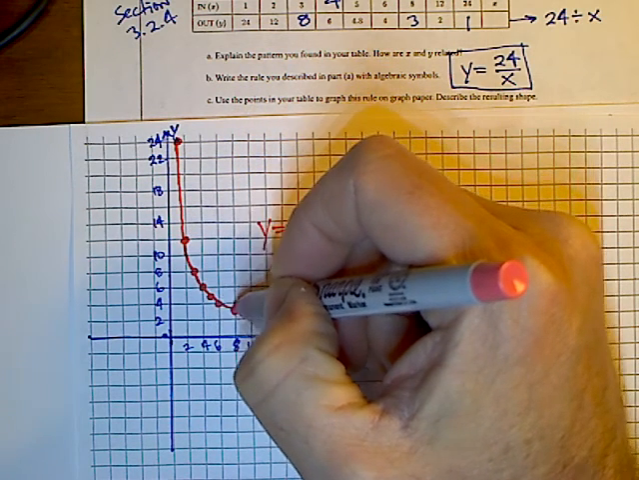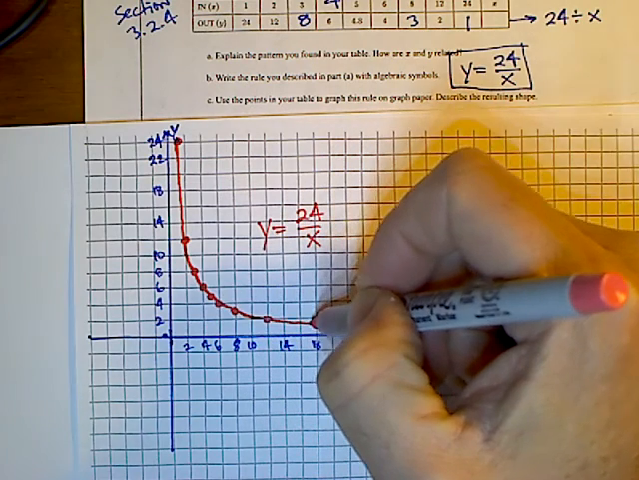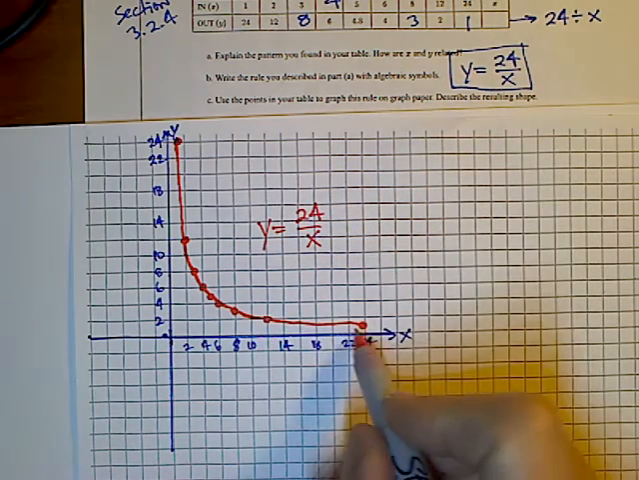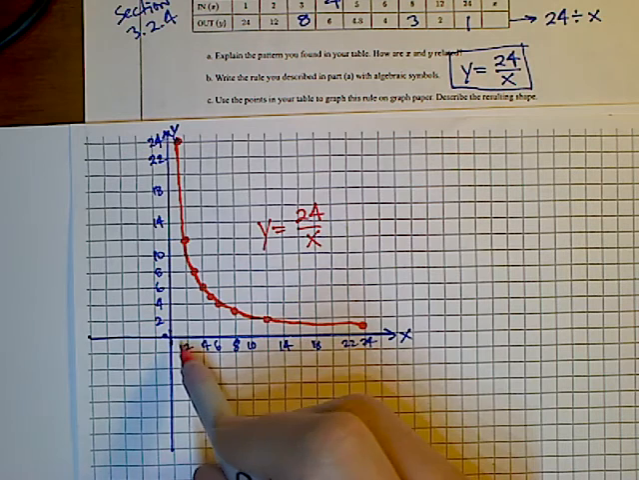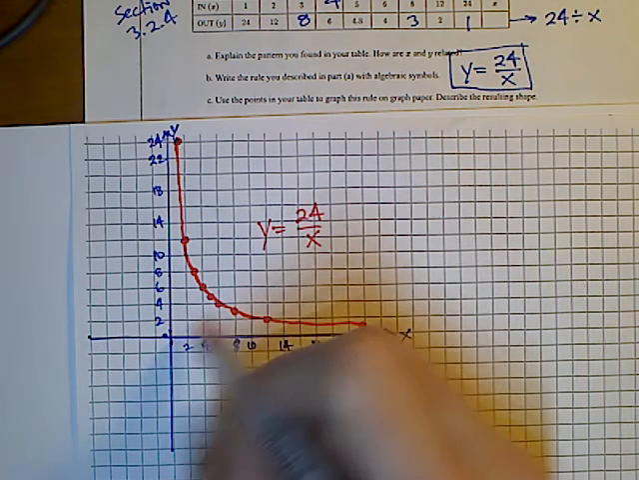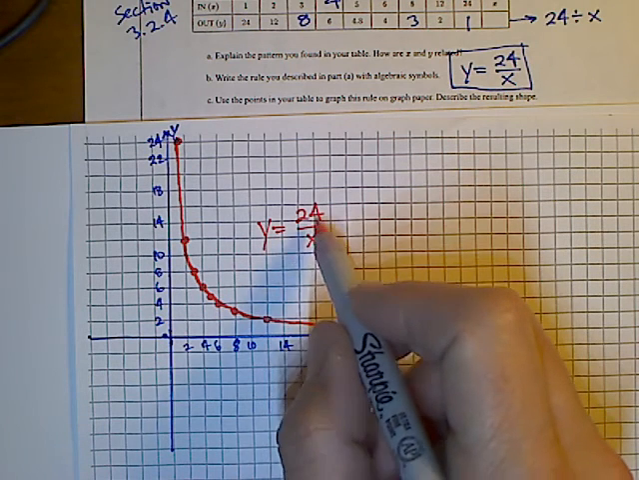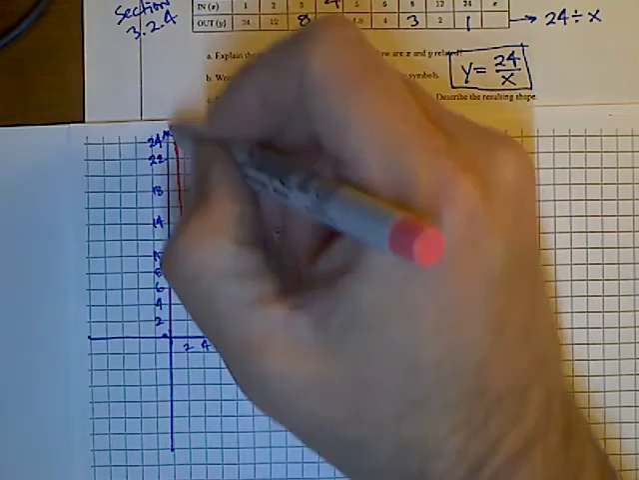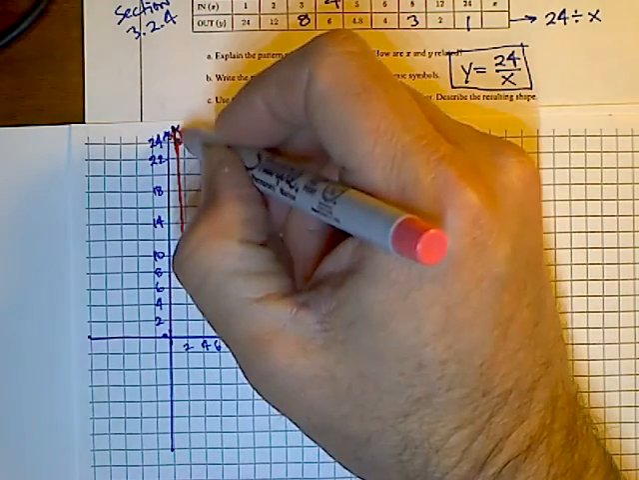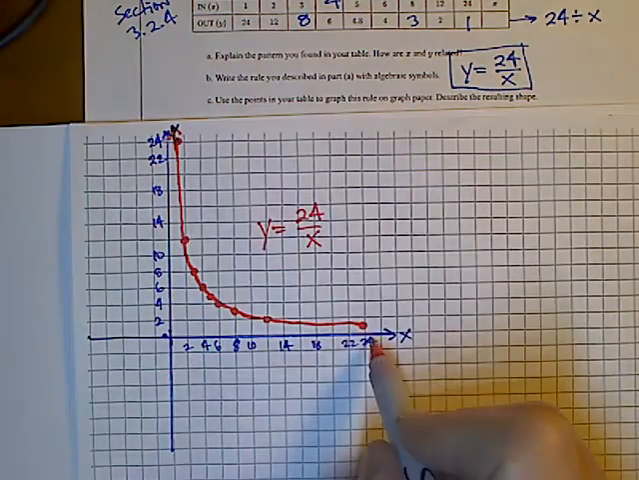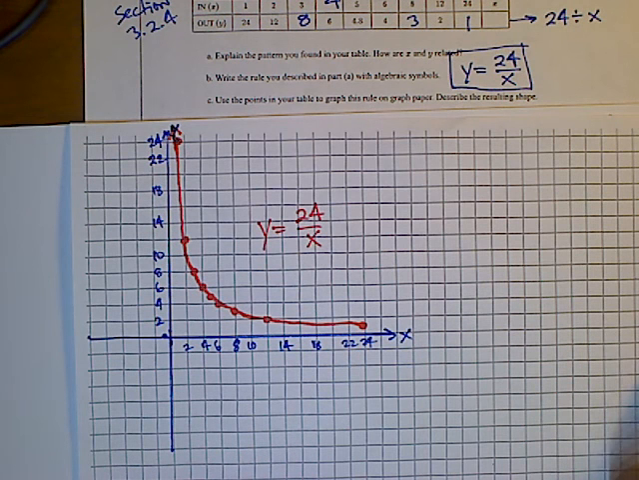And what else do I have? I have 12. 12's here, 12, 2. And then I go to 24, 1. Look at that pattern. That's an interesting pattern, isn't it? So it wants us to kind of describe this shape.